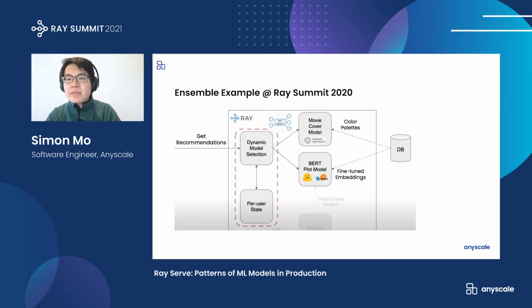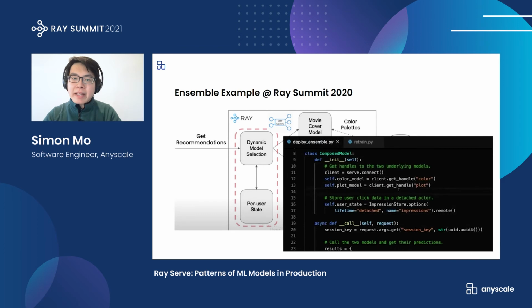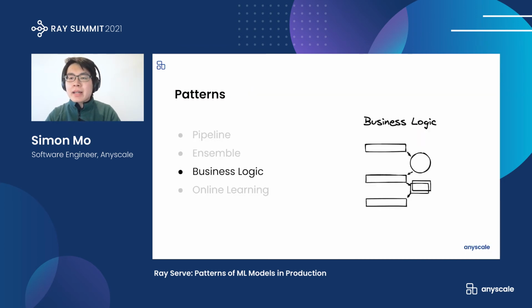But with Serve, this kind of pattern is incredibly simple. You can look at the Ray demo from 2020's Ray Summit, where we perform dynamic model selection using Serve's handle mechanism. So that's pipeline and ensemble. Now let's take a look at two other common patterns we observed.